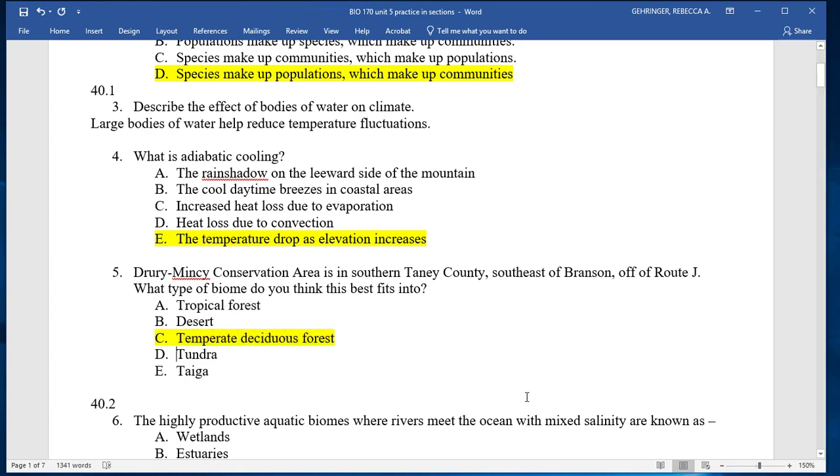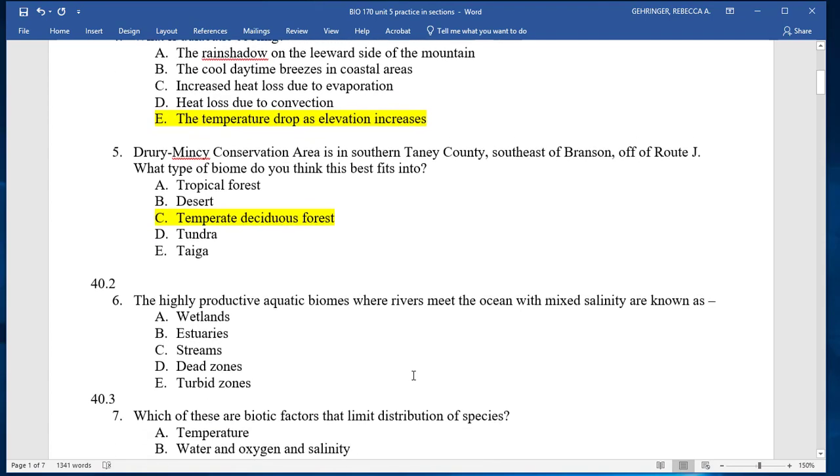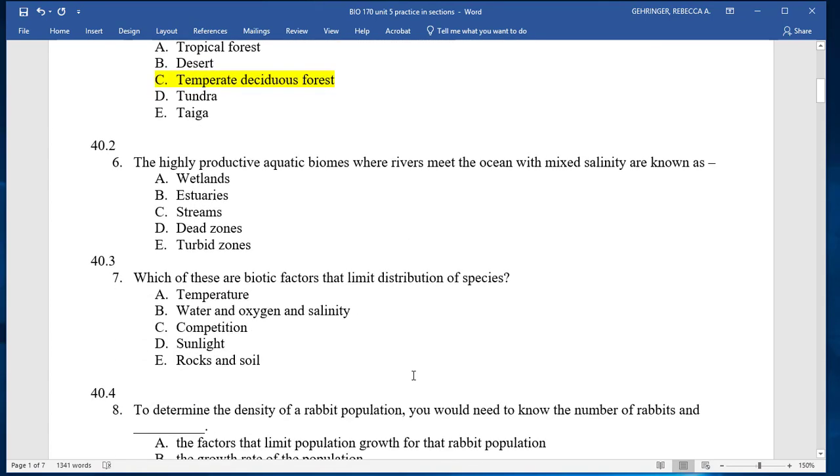Tundra, what's a tundra like? Cold, snowy, permafrost, right? Taiga is a coniferous forest, in case you're wondering what those ones are. Number 6, the highly productive aquatic biomes where rivers meet the ocean with mixed salinity are known as... Which of those? That would be estuaries, where they have mixed salinity.